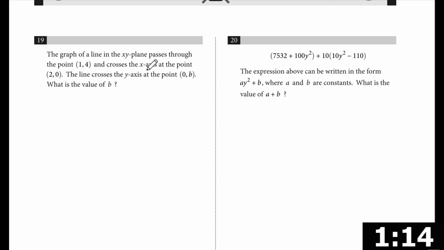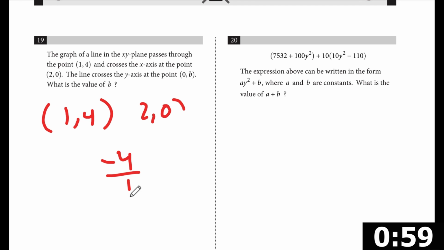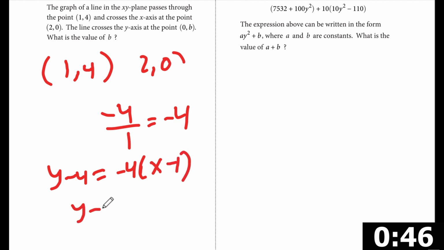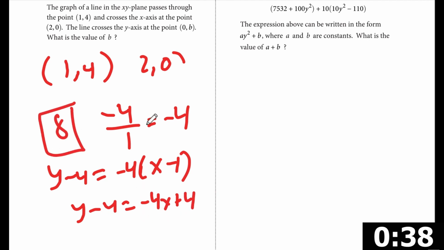19, the graph of a line in the xy plane passes through the point 1, 4, and the graph crosses the x-axis at the point 2, 0. The line crosses the y-axis at the point 0, b. What is the value of b? So we first have to find our slope. We have 2 points already, so the slope would be -4 over 1, which is simply just -4. So now we can use the point 1, 4. So we have y minus 4 is equal to -4 times x minus 1. This would be y minus 4 is equal to -4x plus 4. Now if I add 4 to both sides, I get 8, so 8 would be our answer.